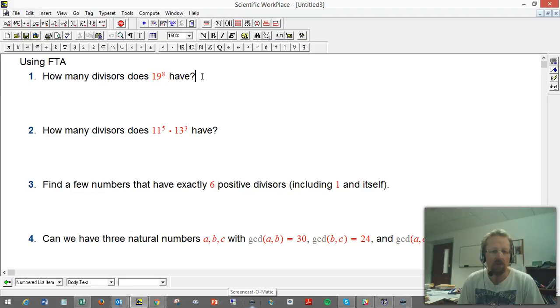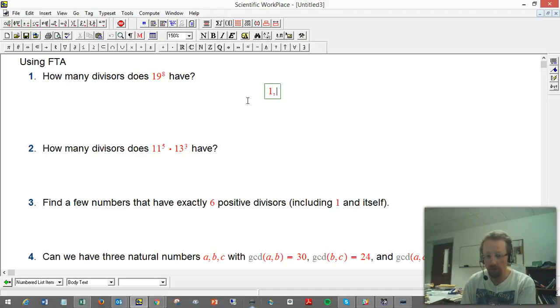So how many divisors does 19 to the 8th have? Well, 19 is prime, and we know that anything dividing that number has to be just a smaller power of that prime. That was one of the ones in a previous video. So certainly 1 and 19 squared and 19 cubed, and then all the way up to 19 to the 8. So this is including itself and 1, just to be specific. I think I said that in the later one, but I forgot to do that up here.